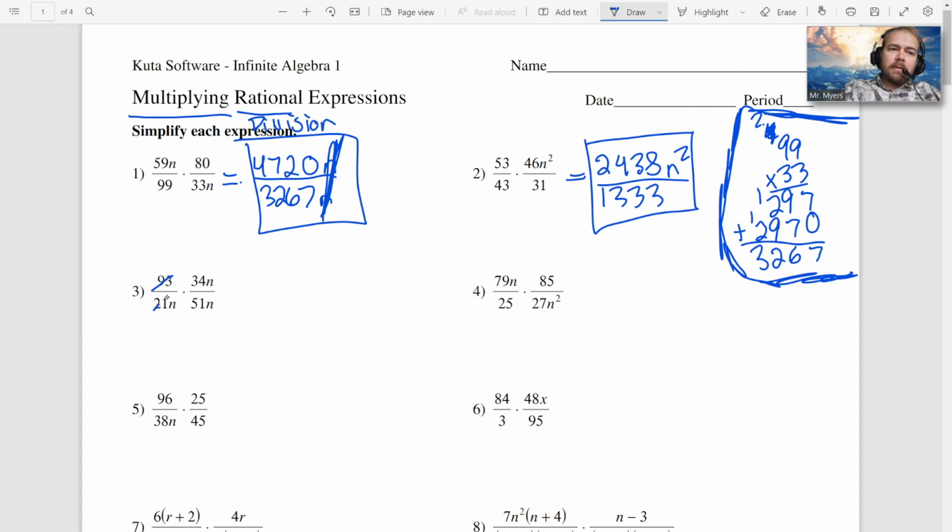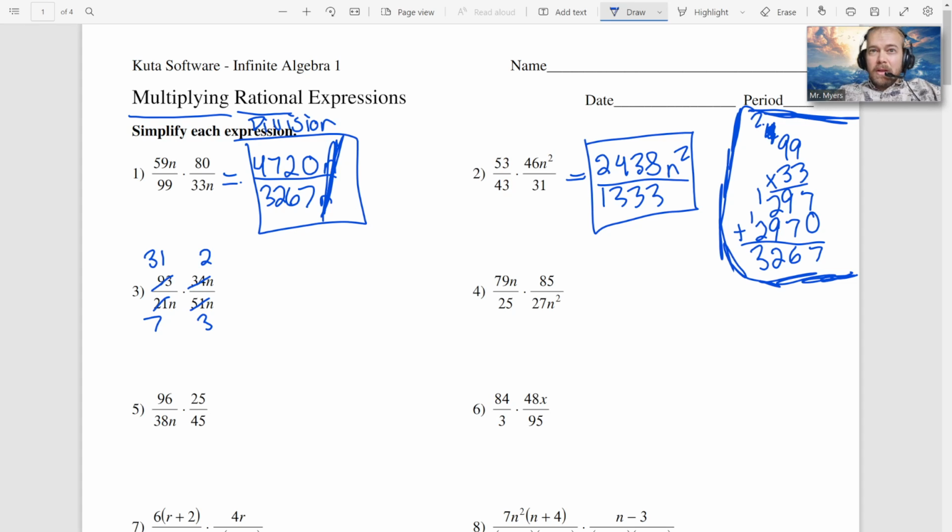21 divides by 3 as well. 93 divided by 3 would be 31. 21 divided by 3 is 7. 34 is 2 times 17. 51, I believe, is 3 times 17, actually. Yeah, because 51 is 17, and then 54, 57, 60. Yeah, so both of these divide by 17. So 34 divided by 17 is 2. 51 divided by 17 is 3.